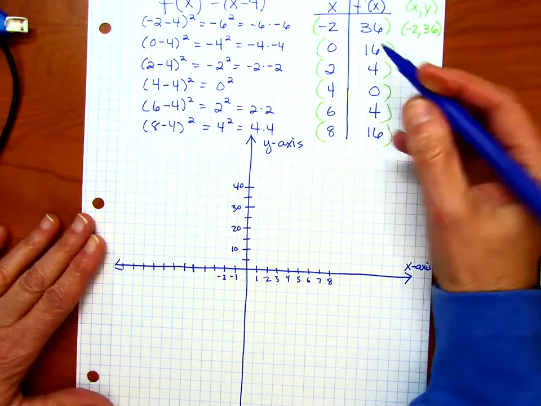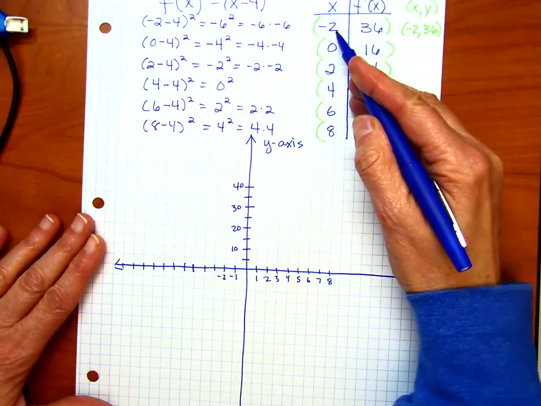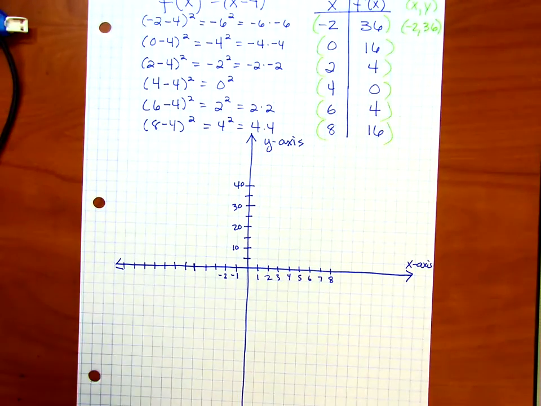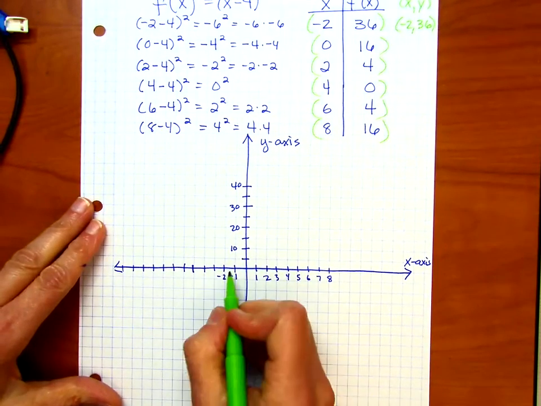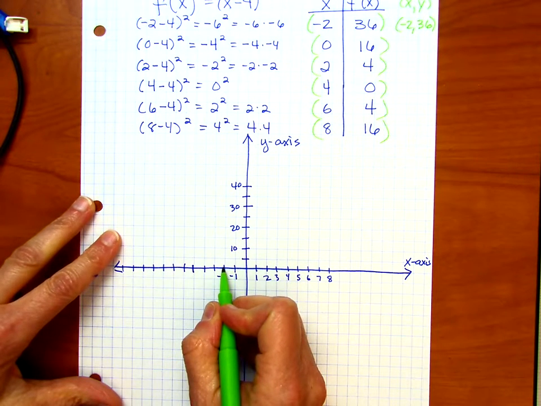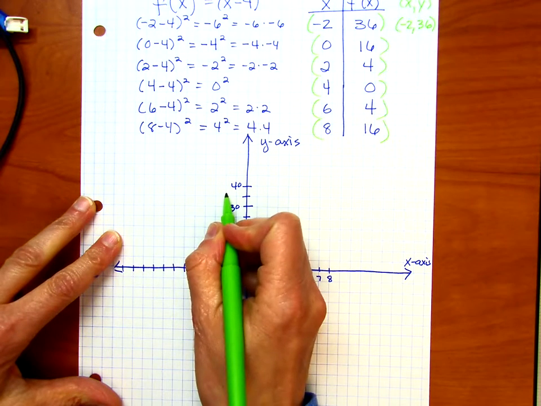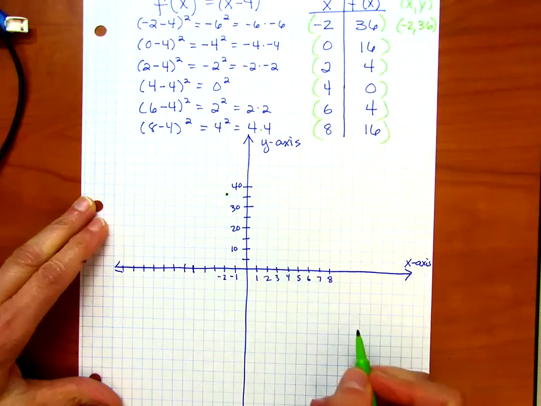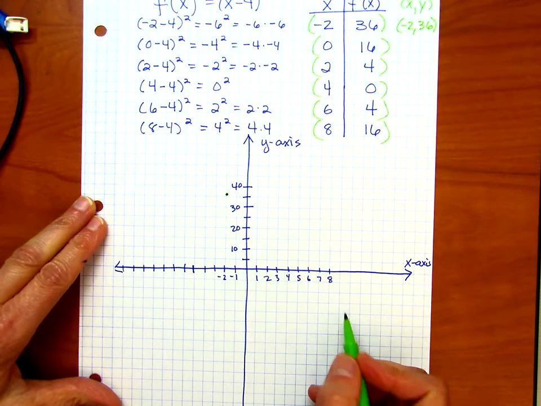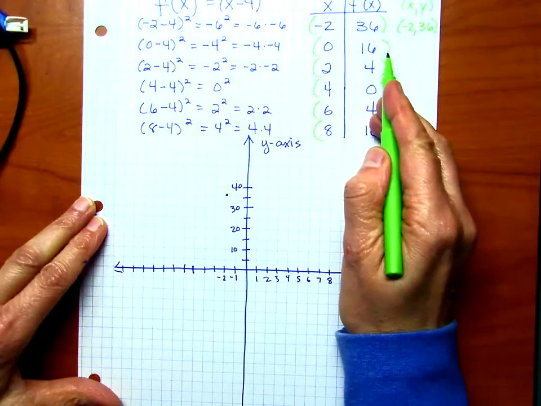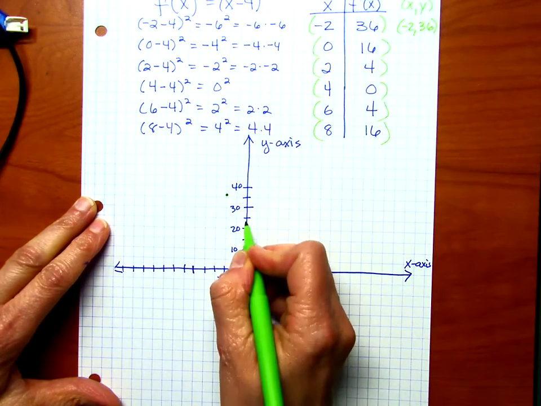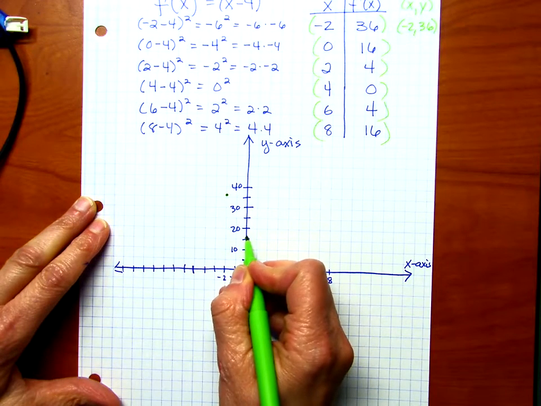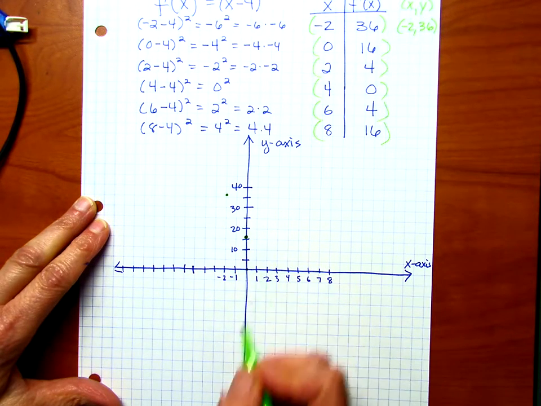Okay, so we're going to begin. The first one has a -2 for x and a +36. Let me change colors here as I plot. So -2, and then I'm going to go up to +36. That's going to be about right here, a little bit above 35. Our next one is 0, 16. So here's 0, and I'm going to go up to 16, so that's 20. Here's 15. So right above the 15 would be 16.